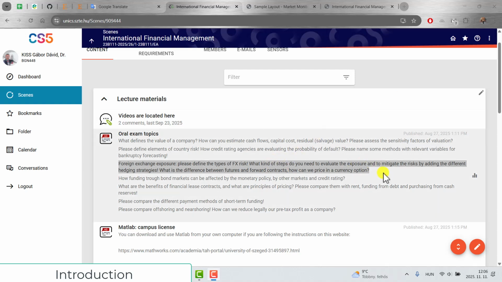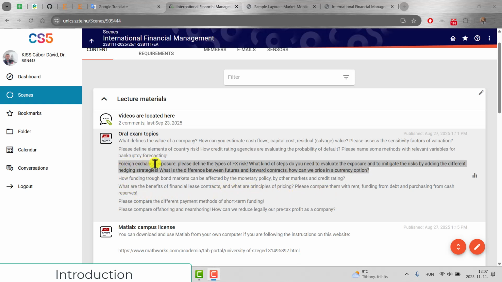Okay, so for the oral exam, at the end of the exam period, we have the following topics. Obviously, we were talking about the value of the company already. Then we were talking about elements of country risk. Then we were talking about bond markets and all the monetary policy related things, so the different spreads. And then last week we talked about financial lease and its impacts.